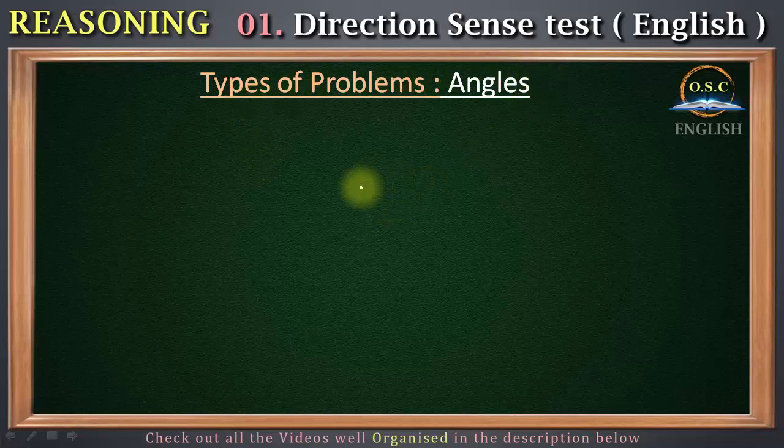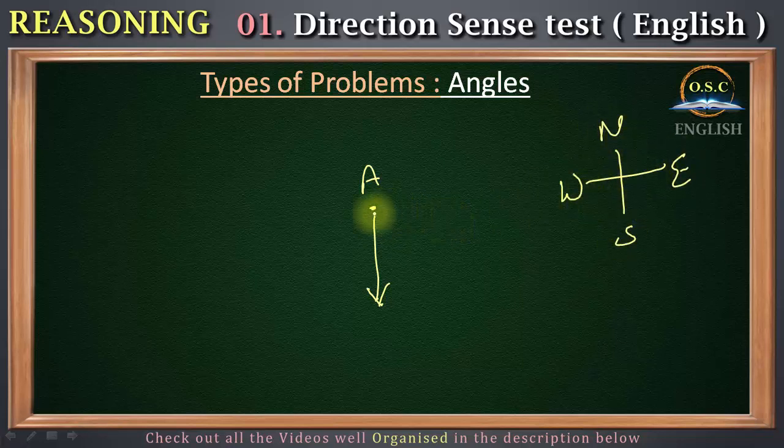In angles, what they first give you is that A is facing a certain direction. Let's just consider he's looking towards south. These are the 4 directions, north, south, east and west. So A is looking towards south, and what they tell you is he moves 90 degrees to the left. If this person is facing towards south, these will be his 2 legs, this will be his right hand, this will be his left hand.